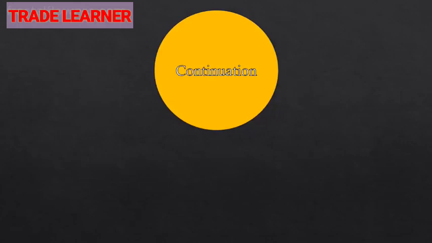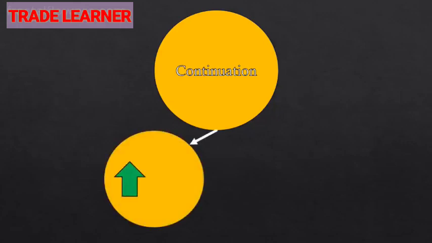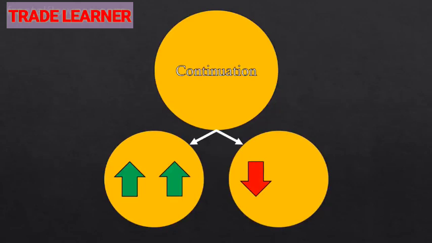The continuation chart pattern indicates that price will resume its current direction after the pattern. For example, if price is going up and a continuation chart pattern appears, it means that price will continue going up after the pattern. By the same token, if price is going down and a continuation chart pattern appears, it indicates that price will continue going down after the pattern.